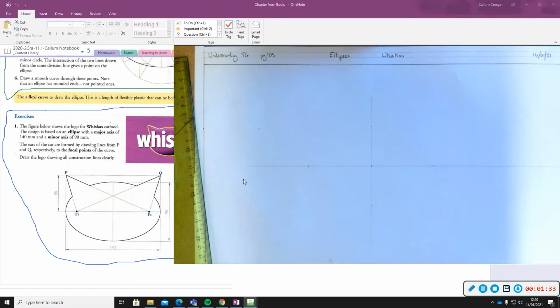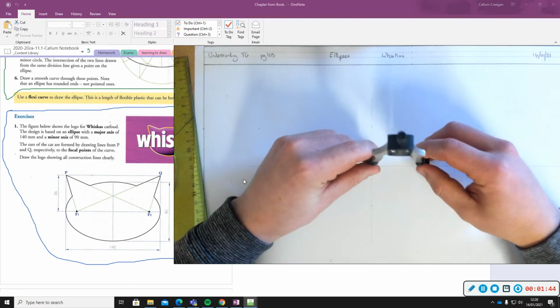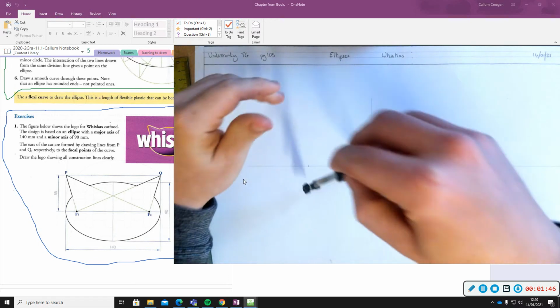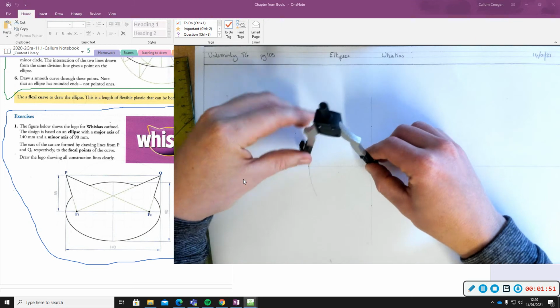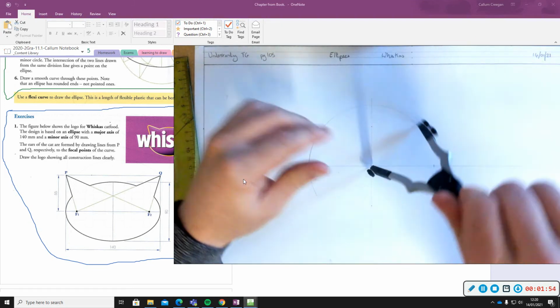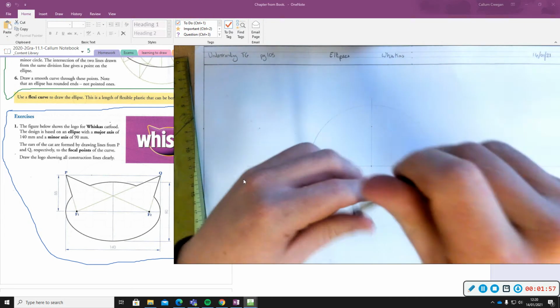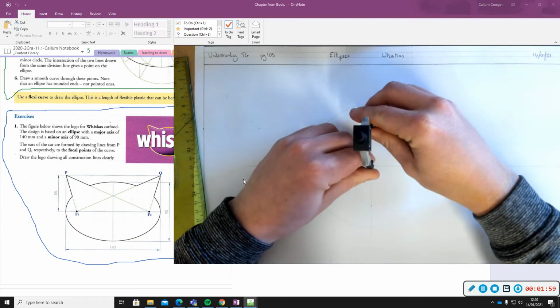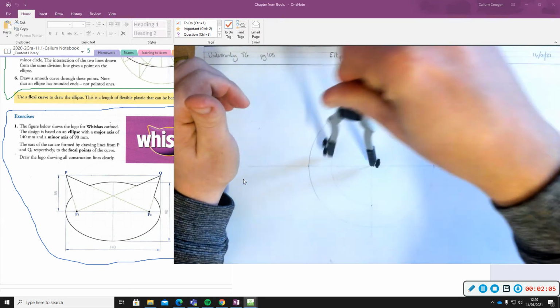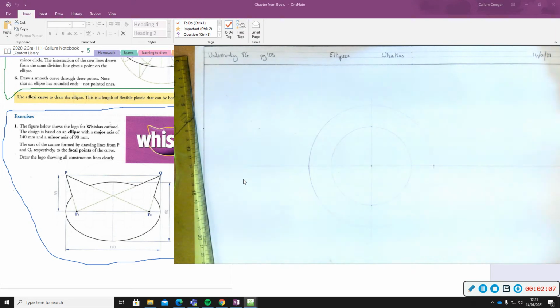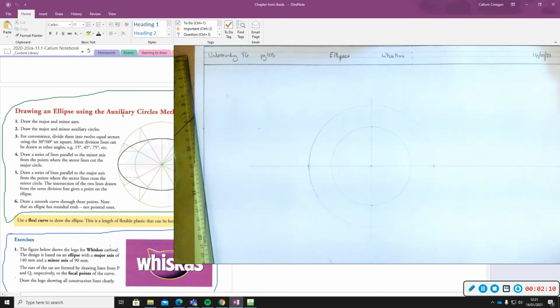Now I want to draw my auxiliary circles, or concentric circles. Because I'm drawing a circle, I need to use my compass. So I'm going to put my compass in the middle there, and swing in that. Swing in that. So again, the method for this is the auxiliary circles method.